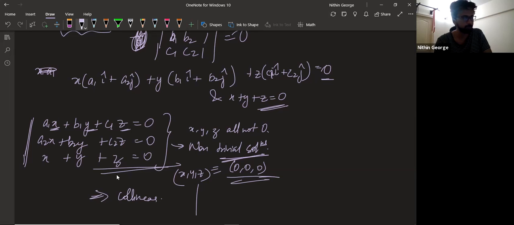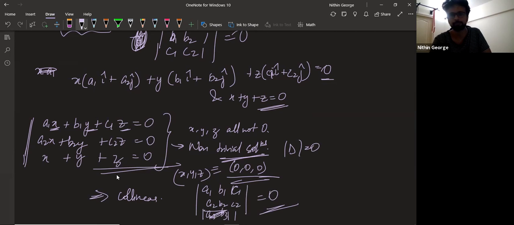For a non-trivial solution to exist, what do we know here? D is equal to 0. The determinant D is equal to 0. With rows A1, B1, C1, A2, B2, C2, A3, B3, C3, and the column 1, 1, 1, it should be equal to 0 here.